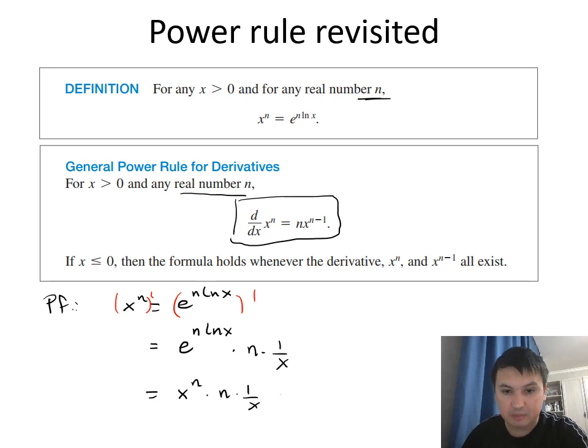So we see the x to the n and the x cancel. We're left with n times x to the n minus 1, right? That's what we wanted. As far as this x to the n minus 1, or 1 over x, makes sense, right? All these things have to make sense.